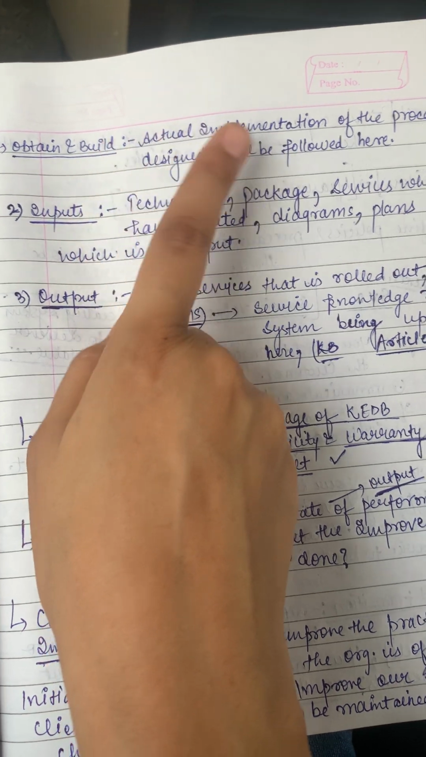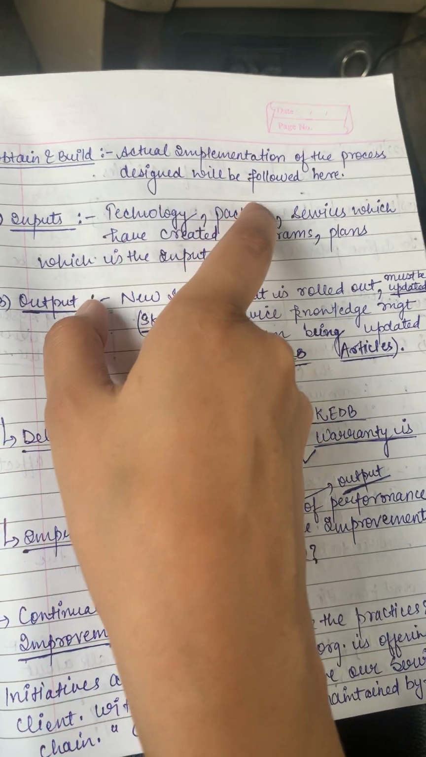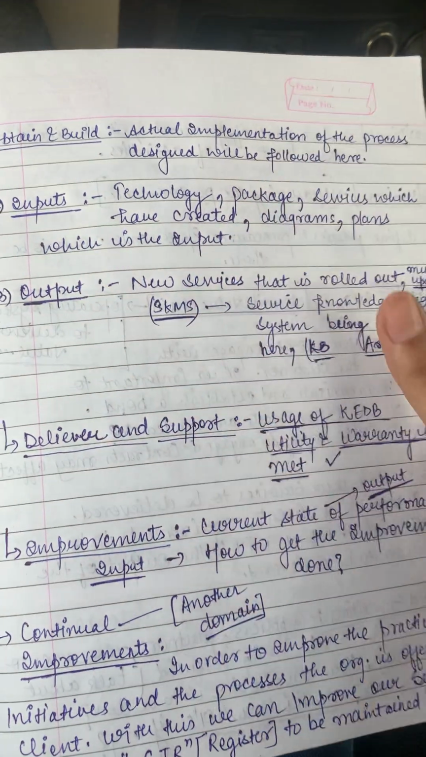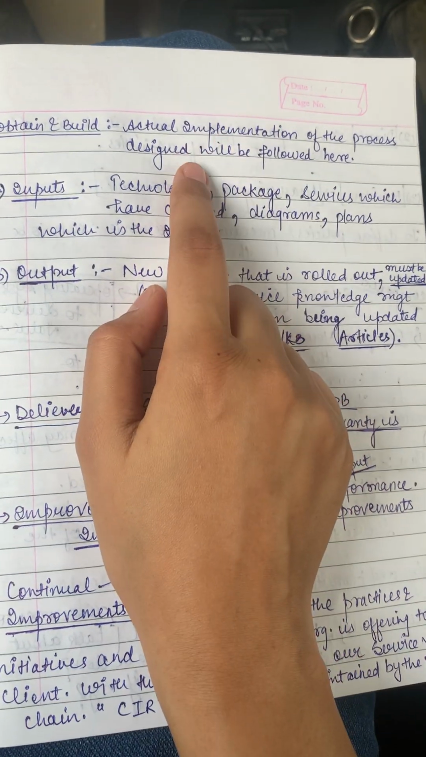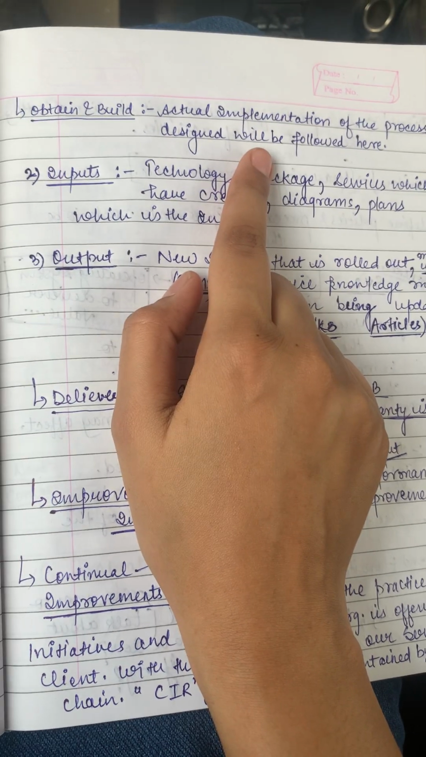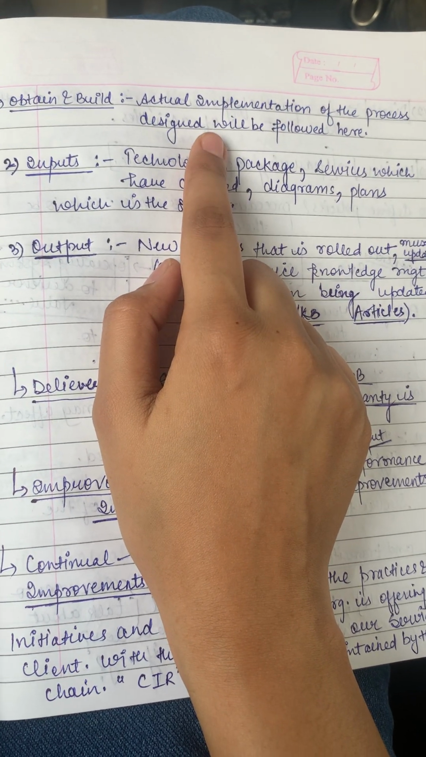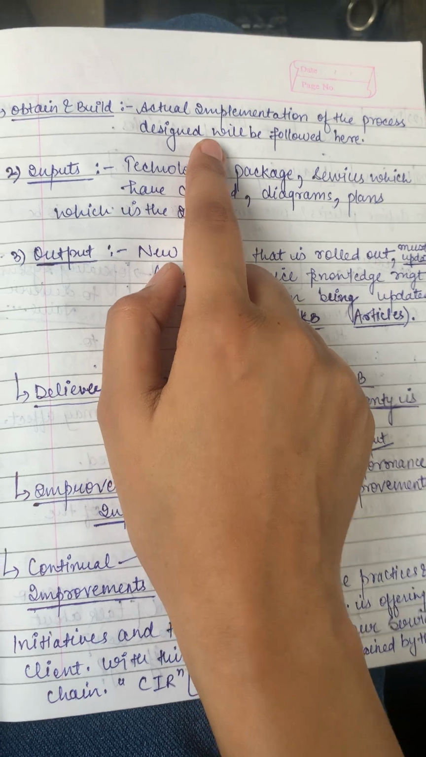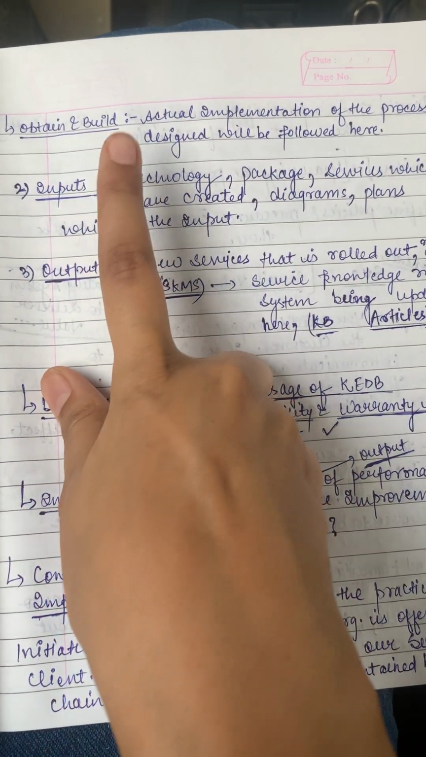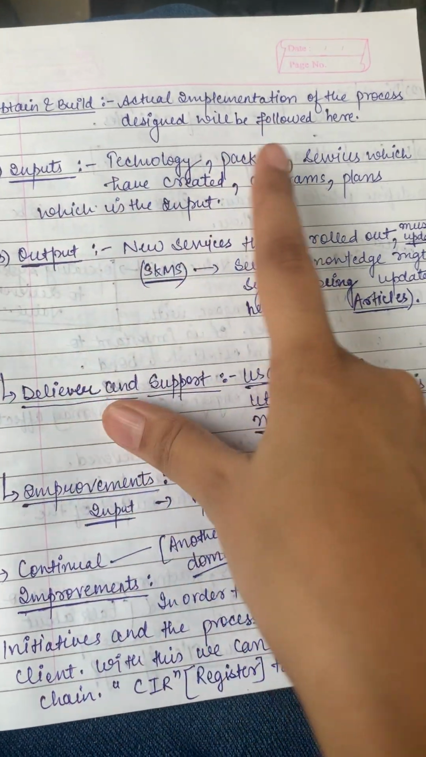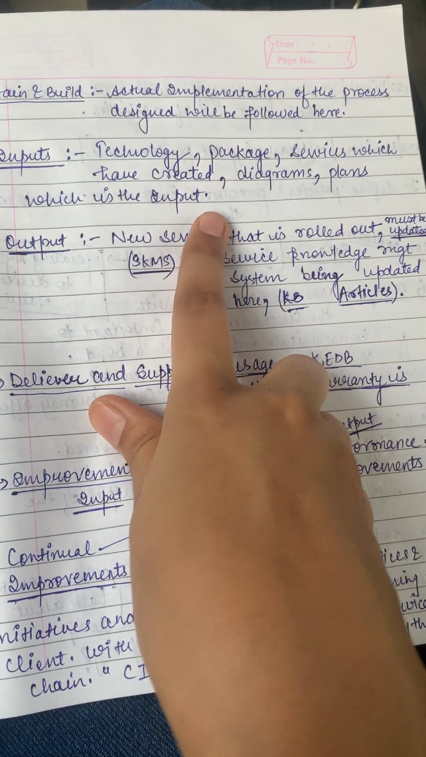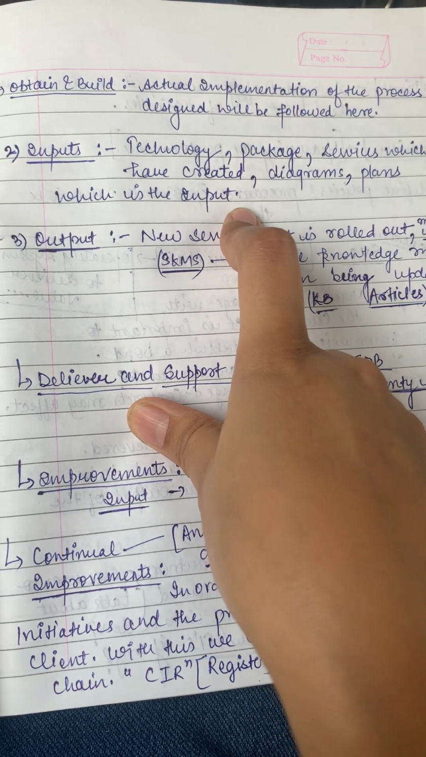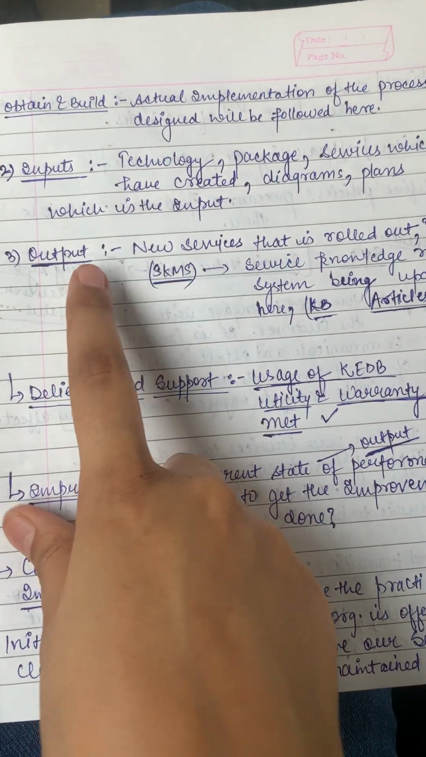So what do we mean by obtain and build? The actual implementation of the process design will be followed here, right? You did the design and transition in our earlier video. If required, we use the earlier CIs and the unused CIs, right? Then you have to obtain and build it. What are the inputs here? Inputs can be technology, packages, services which we have created, diagrams, plans, and whichever inputs actually need to be there. Output, how the output needs to be.